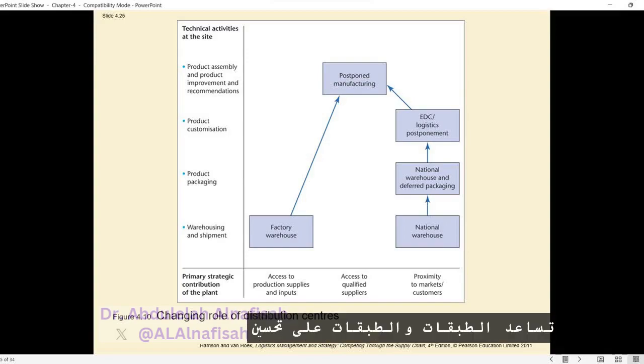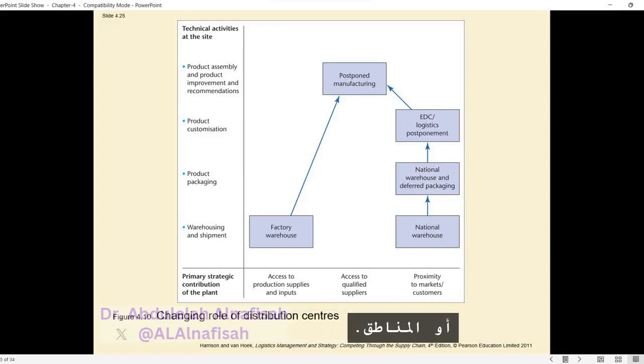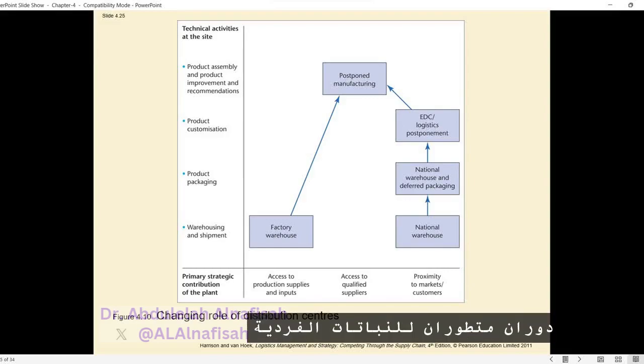Layering and tiering help optimize logistics operations by aligning activities with the unique requirements of different markets or regions. 2. Evolving role of individual plants. The role of individual plants within an international logistics network is not static, but evolves over time.